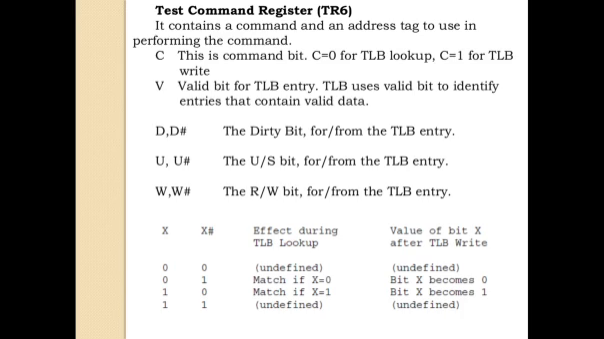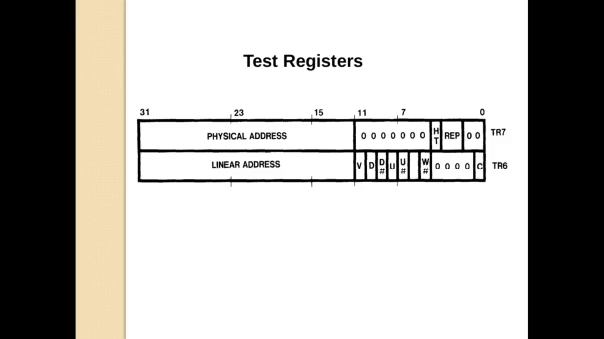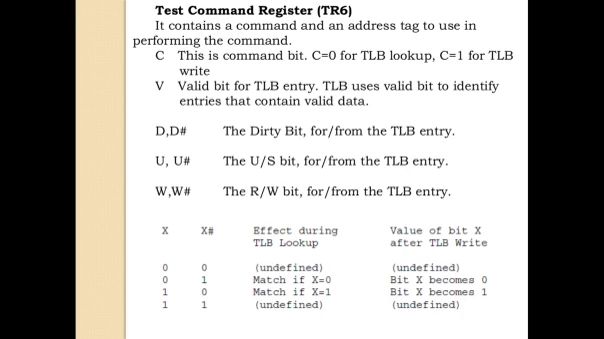There are two types of operations. One is lookup, another is write. Now how do we identify which operation we are going to perform? For that we have one bit C, which is the LSB bit in TR6. This is called the command bit. If the C value is 0, it is a TLB lookup, and if the value is 1, then we are going to perform a TLB write operation. So based on this bit, the operation will be performed and the results will be generated.